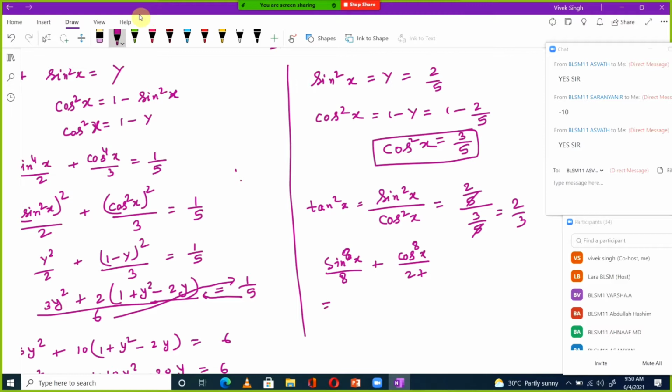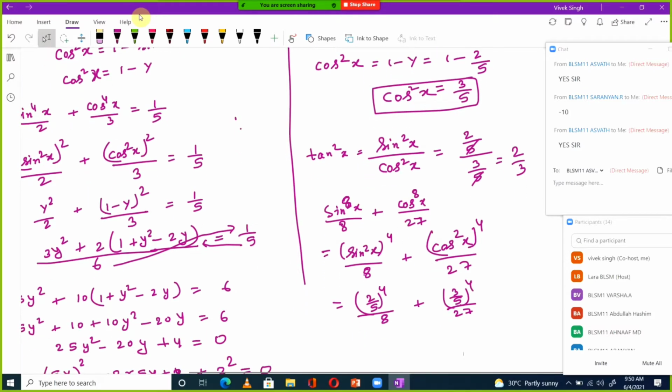So this sin to the power 8x, can I write like this? Sin square x whole to the power 4 divided by 8. Plus similarly this cos to the power 8x also I can write cos square x whole to the power 4 divided by 27. Now, what is your sin square x value? 2 by 5. Write down 2 by 5 whole to the power 4 divided by 8, plus cos square x is 3 by 5, so 3 by 5 whole to the power 4 divided by 27.